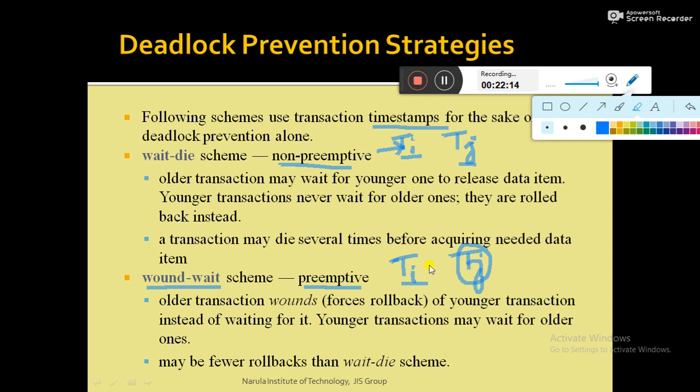And if Tj is the older one than Ti, means Ti is the newer or younger one than Tj, then the requesting transaction Ti has to wait. In that case, Tj will continue, Ti has to wait. But if Ti is the older one, then Tj will be rolled back, Tj will be wounded, then the CPU will release Tj, means the CPU will preempt Tj, and then the CPU will execute Ti. That is why it is called a preemptive scheme. So these are the schemes by which we can prevent deadlock.